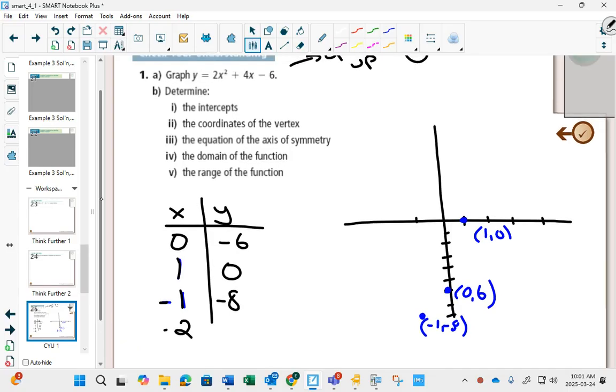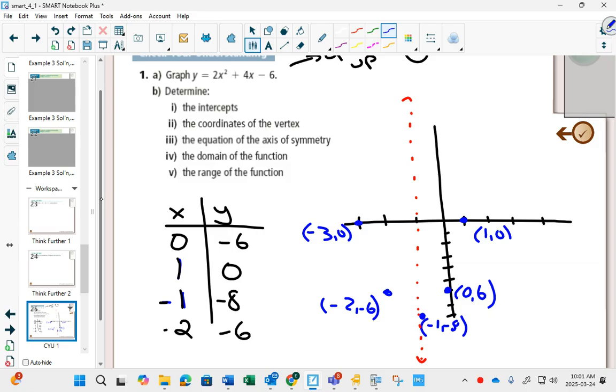Now if I try -2, -2 squared is 4, times 2 is 8. 4 times -2 is -8. Look at this. We get -6. We have found symmetry because we now have -2, -6. I have a y value that's the same. And if these two are the same, that tells me my axis of symmetry has to go right on there. It also tells me if I found 1, 0 and it's symmetrical, I'm also going to have -3, 0. That's 2 away from my axis of symmetry. It'll be 2 away on the other side.